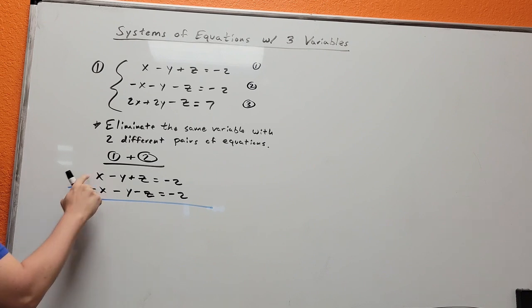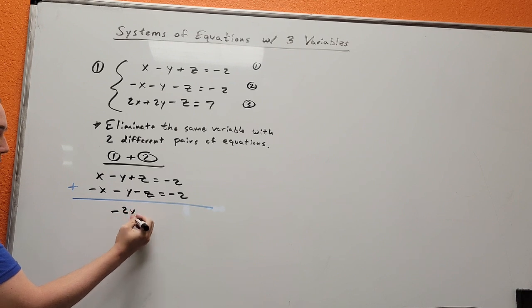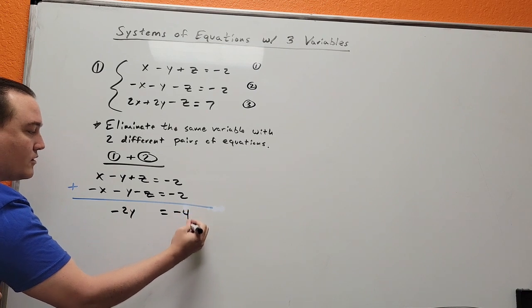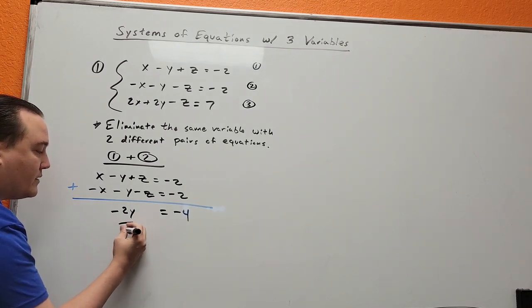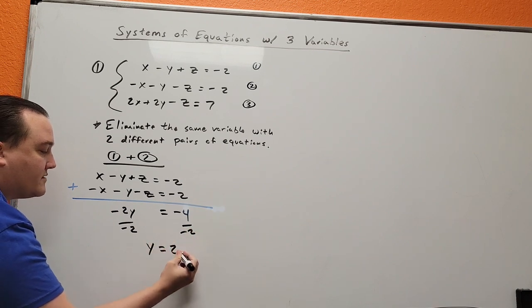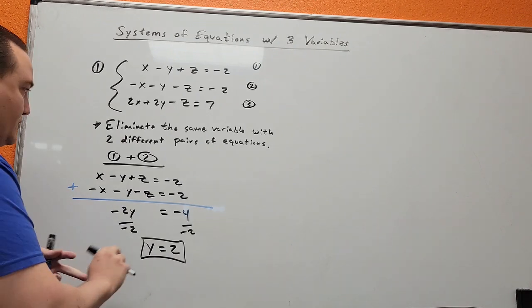So if we do that, x's are gone, so those are eliminated. We get negative 2y. z's are gone. Equals negative 4. And that kind of just gave us an answer right away, which is really nice. So we get y, if we divide by negative 2, y equals positive 2. So there's an answer already. Knowing that actually gives us an advantage. We'll stick with the same plan.